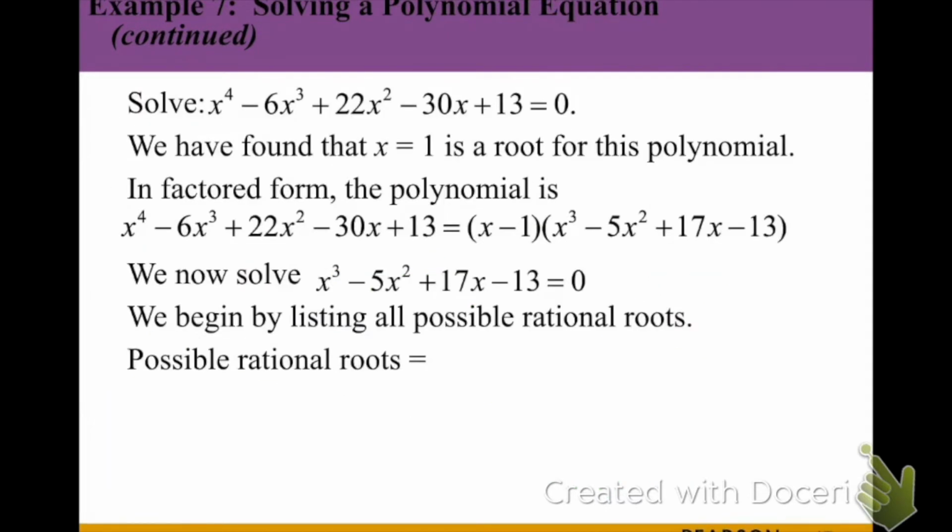Now that we have found that the polynomial can be rewritten in that factor form, we're going to work with that cubic, the x cubed minus 5x squared plus 17x minus 13. Again, we're going to use the possible rational root property to help us. In this case, our constant term is negative 13 and the leading coefficient is 1. So if we take all those factors and find the possible list, we get, again, plus or minus 13 and plus or minus 1.